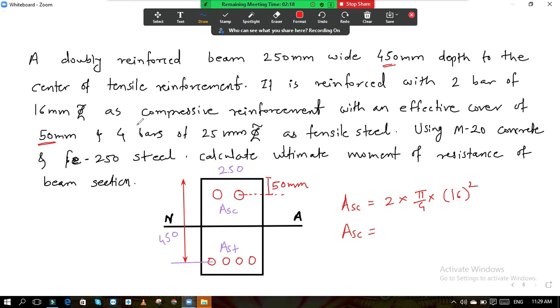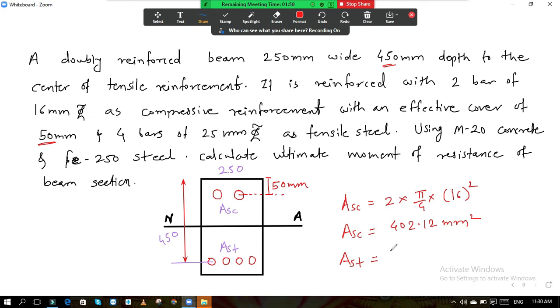It is 402.12 mm square. Next is the area of steel, AST, the total area of steel. This is the doubly reinforced section. Remember this. This is the total AST. Okay. So what is the value?